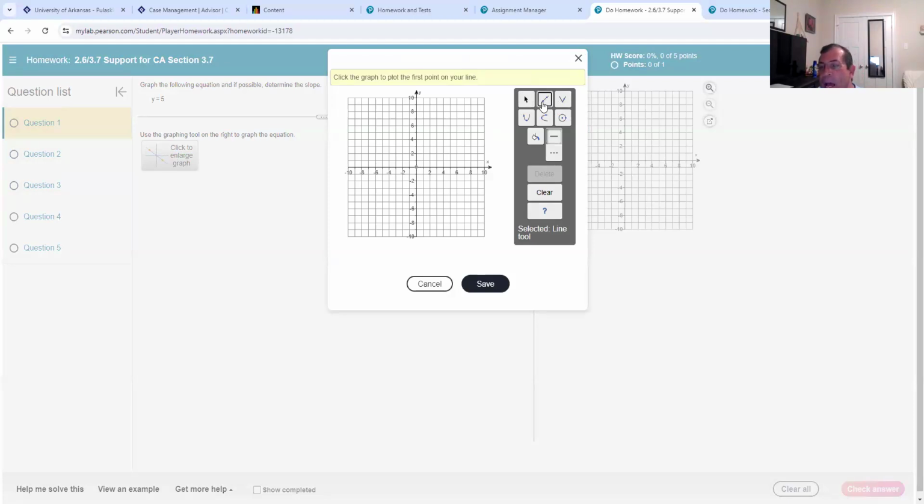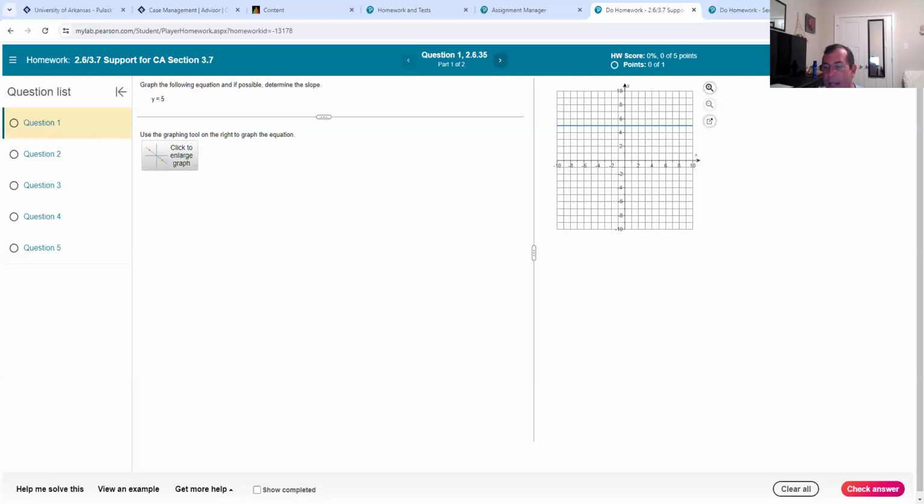And then remember, y equals 5 is going to be a horizontal line. So find 5 on the y-axis. And then my second point, I can either go right or left as long as I'm on that horizontal line there, okay? So any point on that line has a y value of 5. So in support, you just got to draw the line, save it, and check the answer.